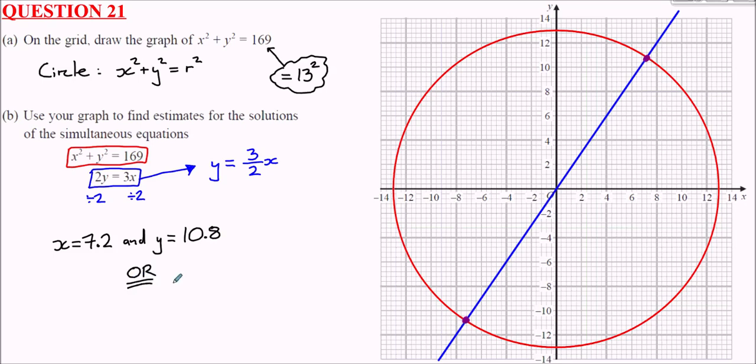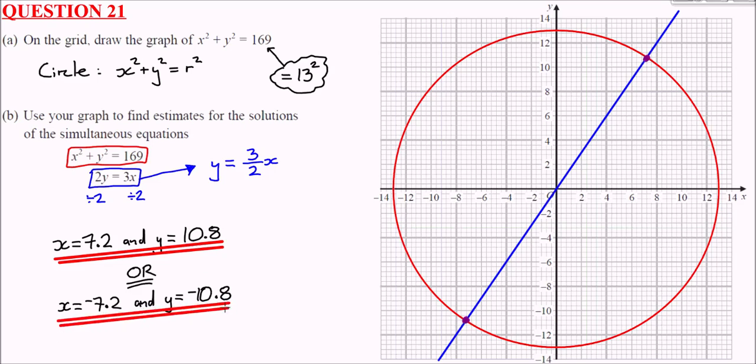So that's one solution set. For the other coordinate pair down here, we've got the same values, just made negative. So x is minus 6, minus 6.4, minus 6.8, minus 7.2. So x is minus 7.2 and y, if you look there again, is going to be minus 10.8. So those are the two different solutions to the question as asked.